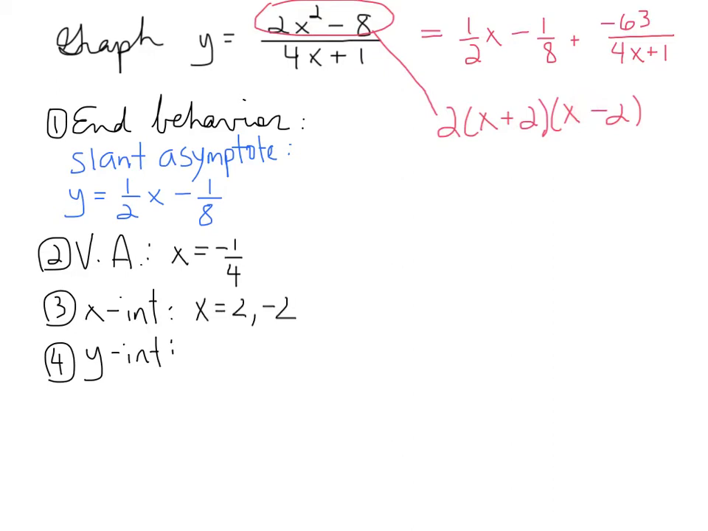Finally, we need the y-intercept. That we get by substituting 0 in for x. So we have 0 minus 8, or negative 8, over 0 plus 1, or 1. So the y-intercept is negative 8 divided by 1, or negative 8. Okay, now we're ready to graph the function. I'm going to start by plotting all these pieces of information.